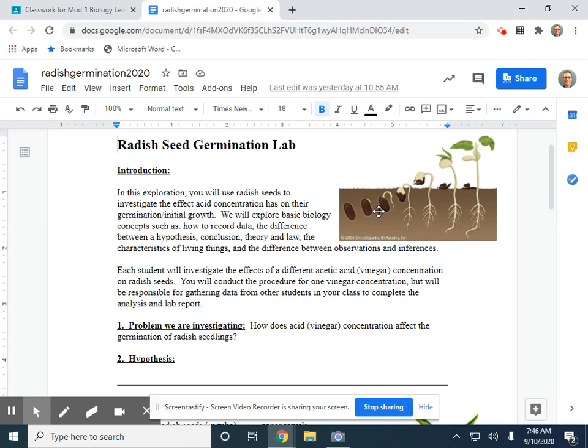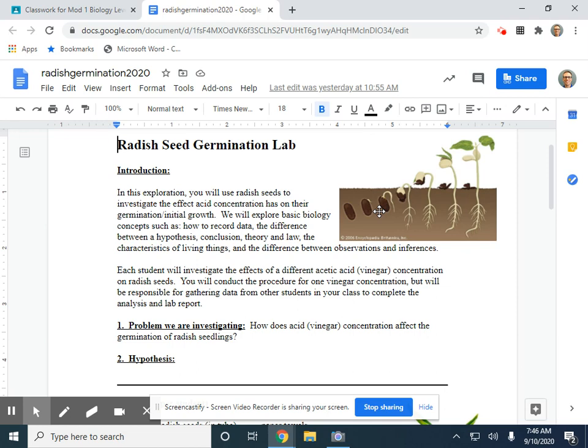Okay, some reaction started happening inside of that seed. We call that metabolism. Growth started happening, development started happening, and we'll talk about all these words as we get through chapter 1 here, but that's what we want to see. We want to see germination, okay? And we're going to investigate how different effects of acid can affect that.